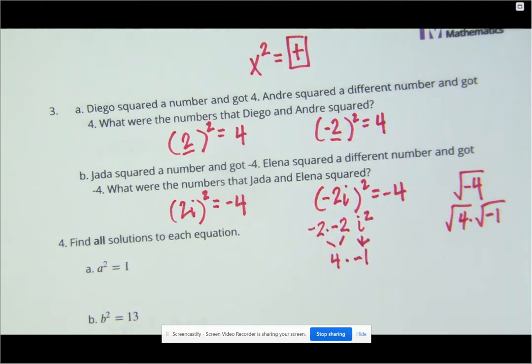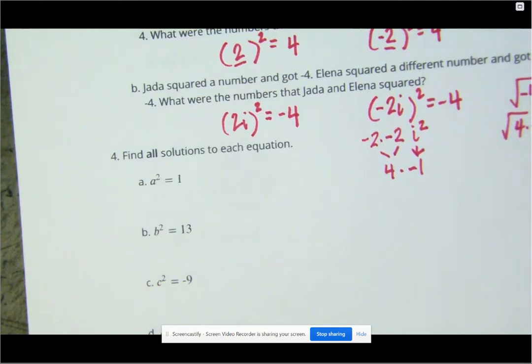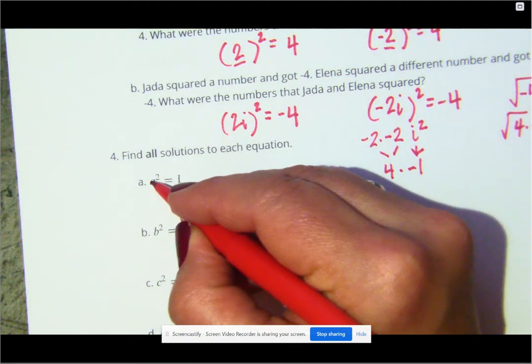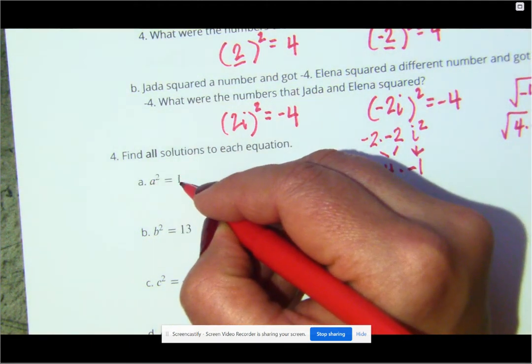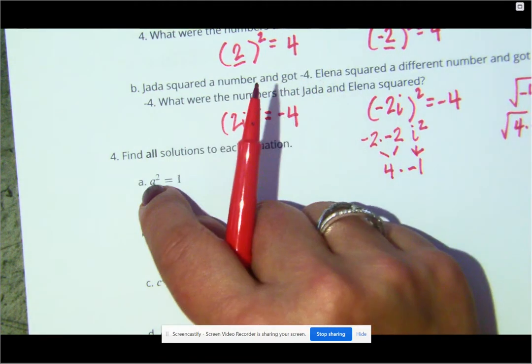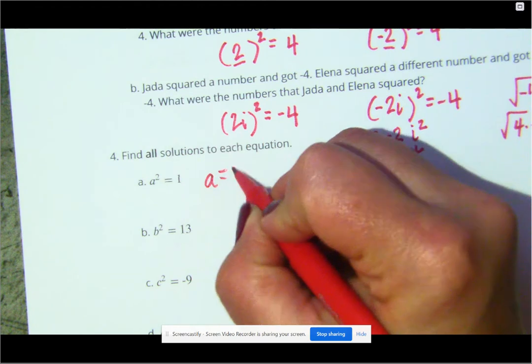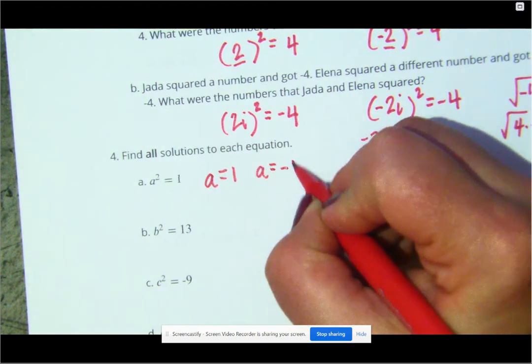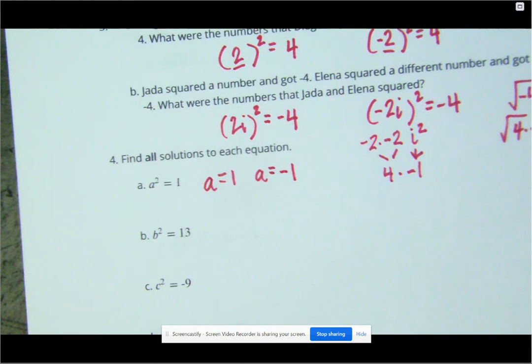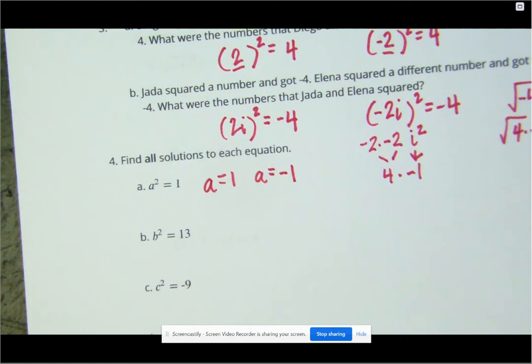All right, find all solutions to each equation. So now we're going to apply what we just talked about. What number squared can equal 1? Well, we just said there's 2 numbers that can square to make a positive number. I've got 1 and I've got -1. 1 times 1 is 1. -1 times -1 is 1.